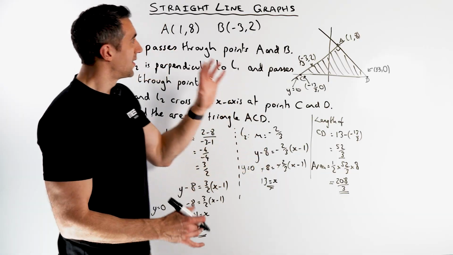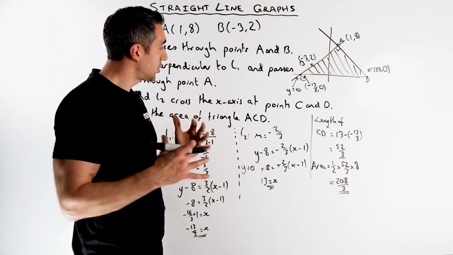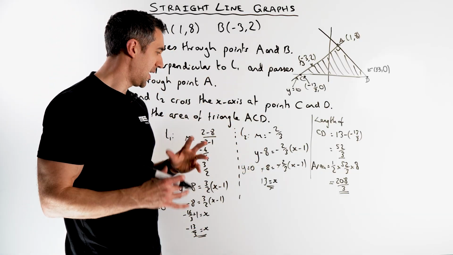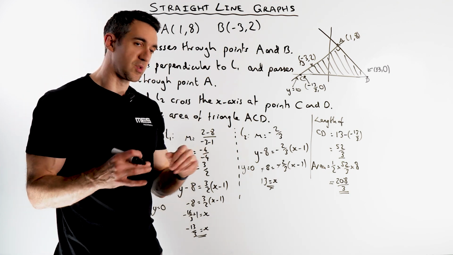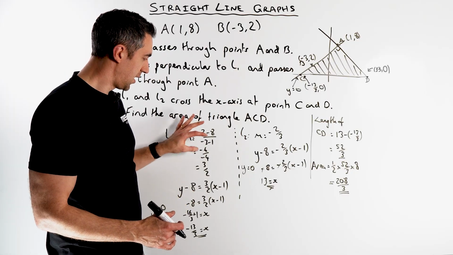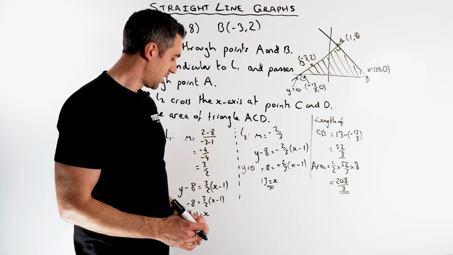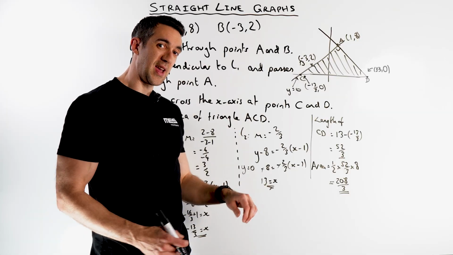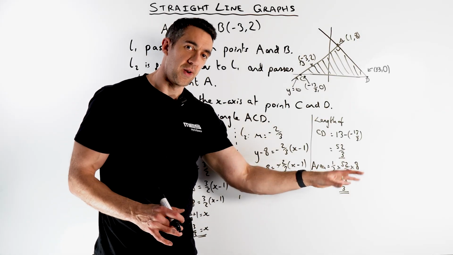All right, so pretty standard, right? Not saying that it's super difficult, but lots and lots of steps along the way, so we have to make sure we understand how to do each of those bits on their own. So find the equation by doing the gradient and our point. Once we have that, we can find our perpendicular. Once we have that, we can find out where they cross the x-axis. Once we have that, we can find out our area.